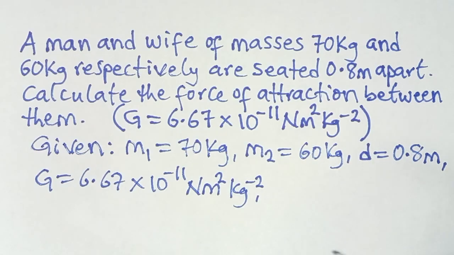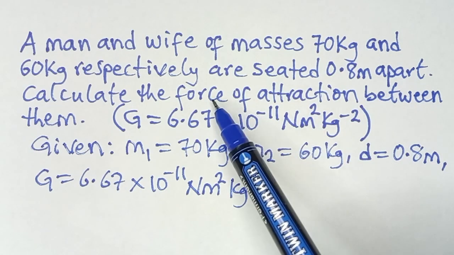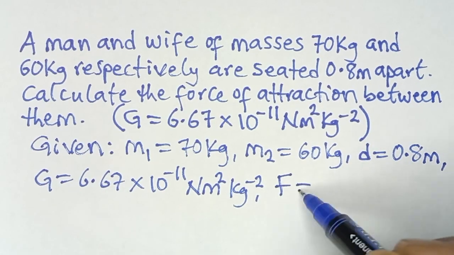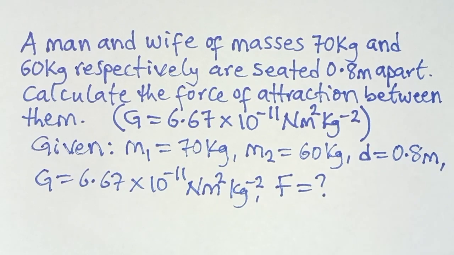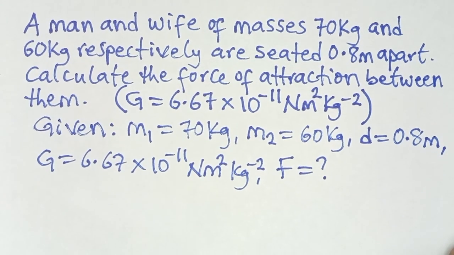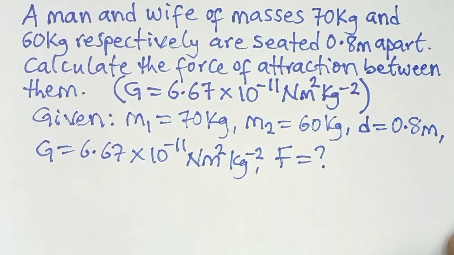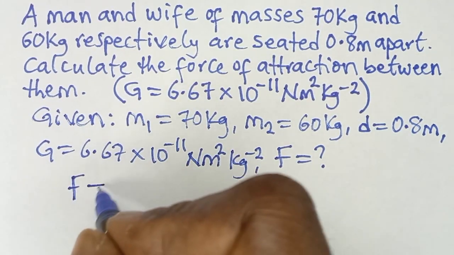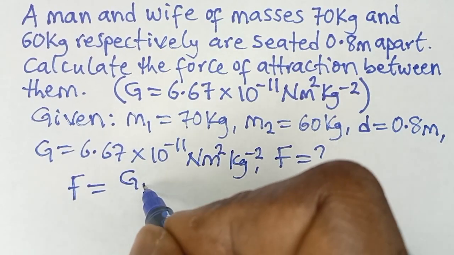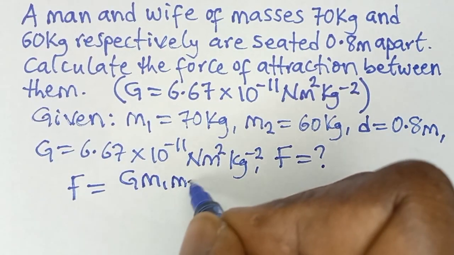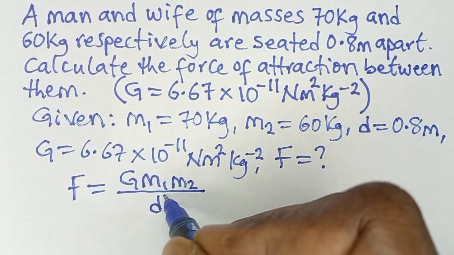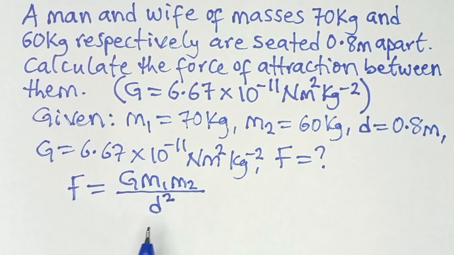Finally, we are to write out what we are looking for. We are looking for the force of attraction between them. That is letter F. So we are looking for F as the force of attraction between them. Now, the formula that we need to apply here is simply F, which is the force of attraction between them, is equal to G M1 M2 all over D square. So this is the formula we need to apply to carry out our calculation.